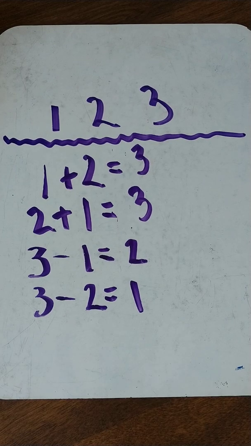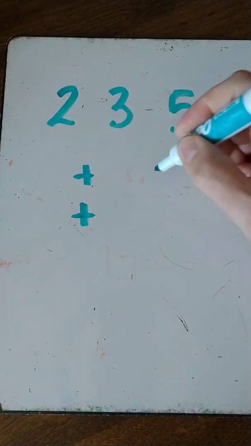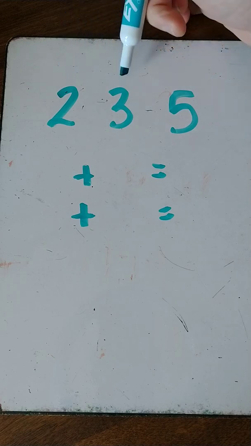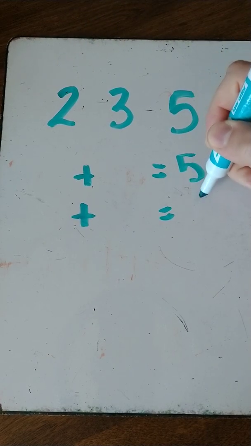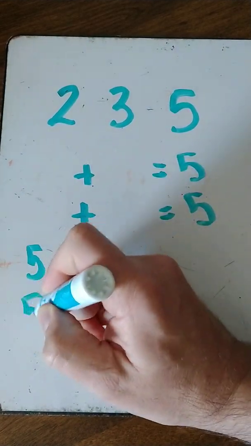So let's do another one. I'm going to do 2, 3, and 5. Those are our numbers in the fact family. Let's do the addition first. When we see the plus sign in fact families, we know the biggest number comes last. The biggest number between 2, 3, and 5 is 5, so we know 5 comes last. And then when we subtract, the 5 comes first.